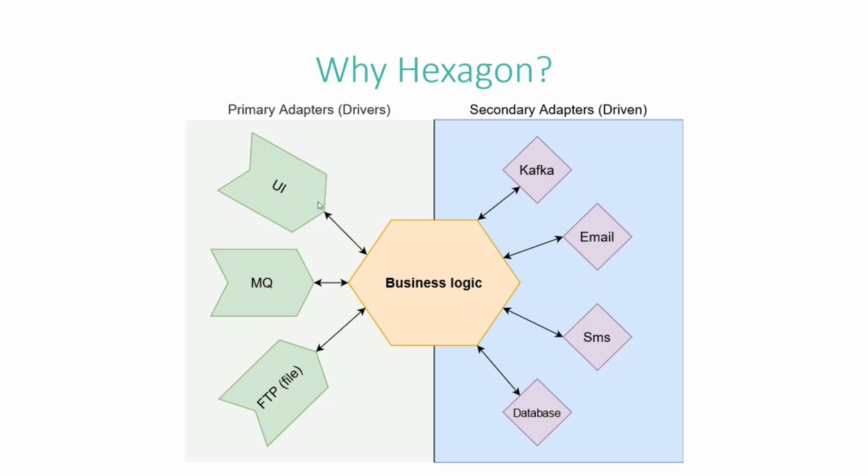And on the right, we have the secondary adapters, which are the output of our application. So based on some business logic, there are some outputs. The most common is a database operation and data within the database, but there can be others like email or Kafka messages.